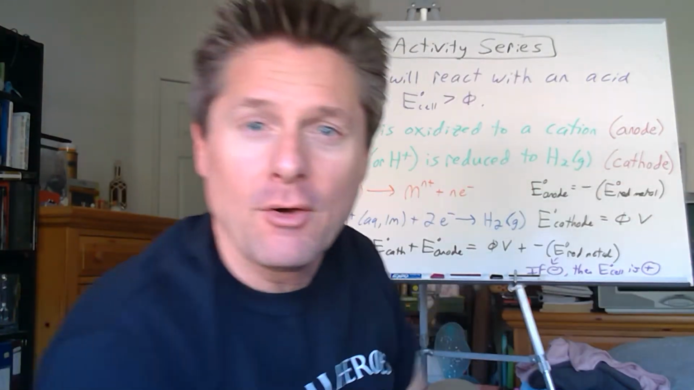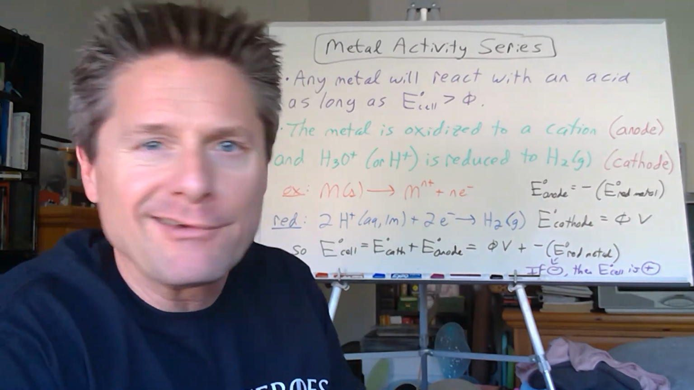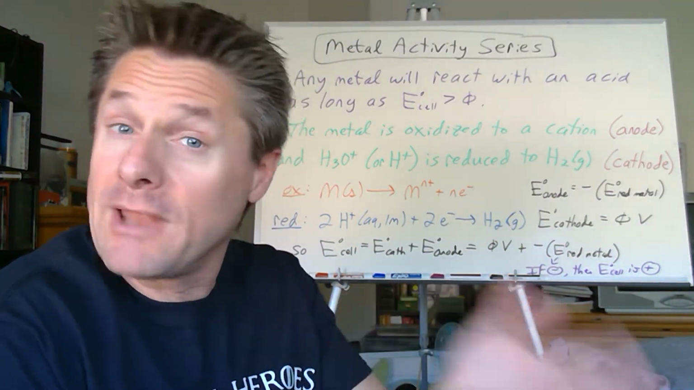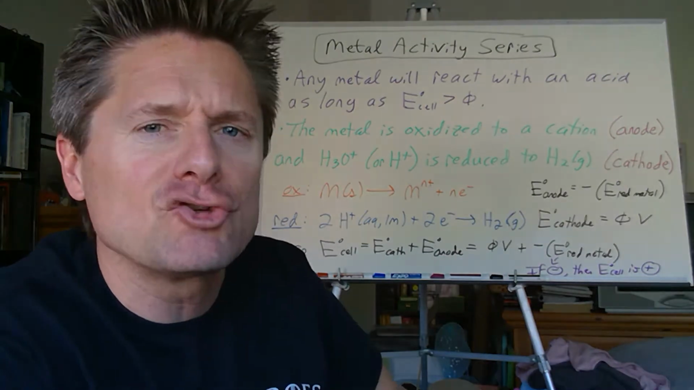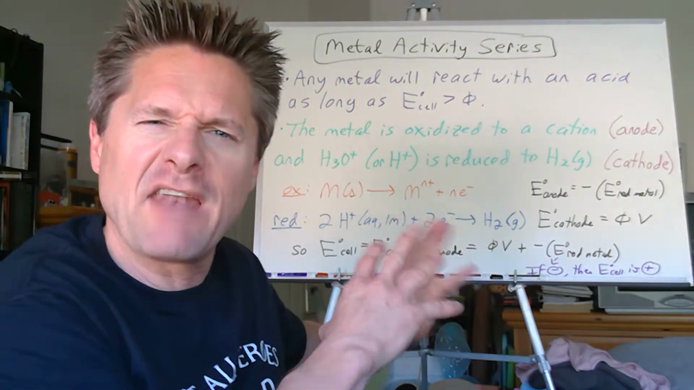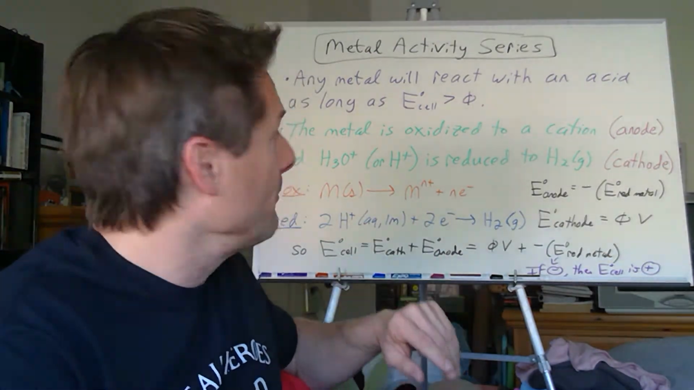So the metal's oxidized to the cation, right? That would be the anode, like aluminum going to aluminum +3 or zinc to zinc +2 or something. But some react and some don't. We're going to take a little shortcut and show you why. So this is kind of a fun application video. It's going to be a short one.